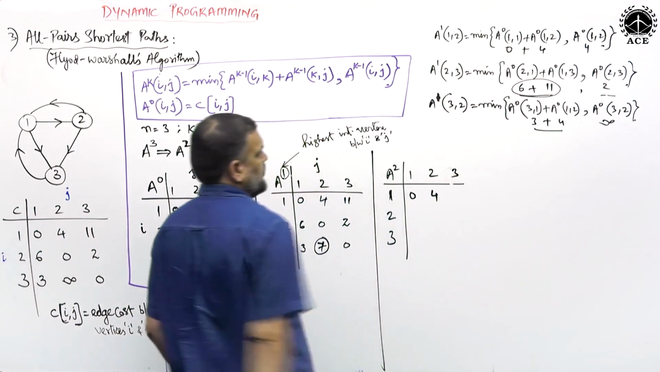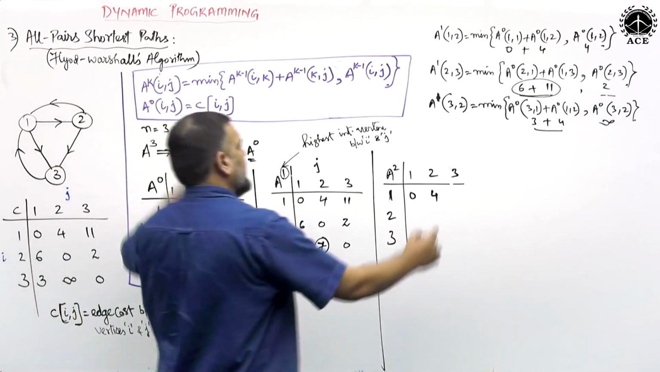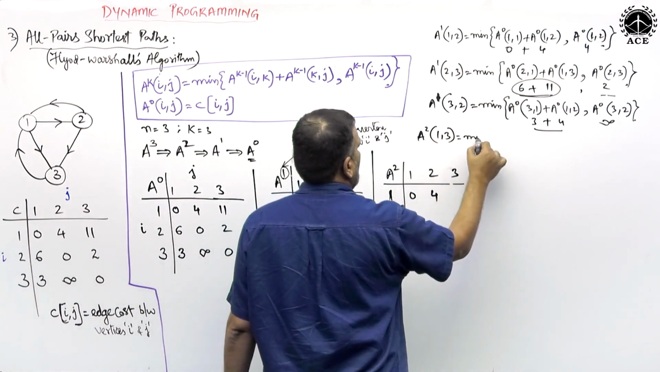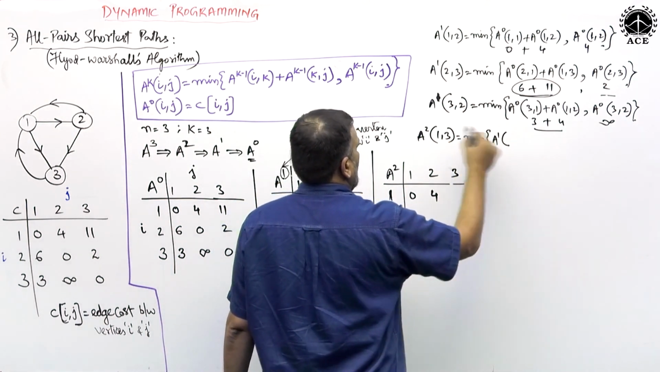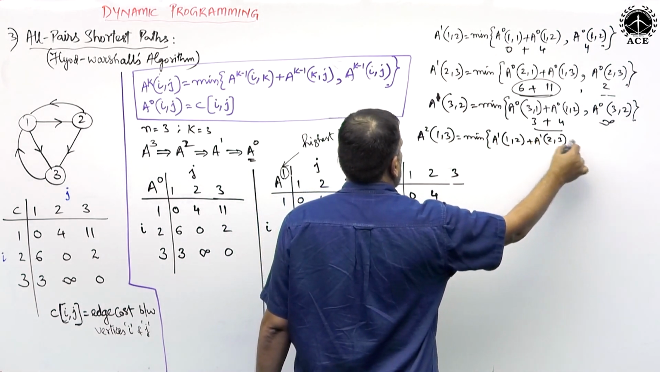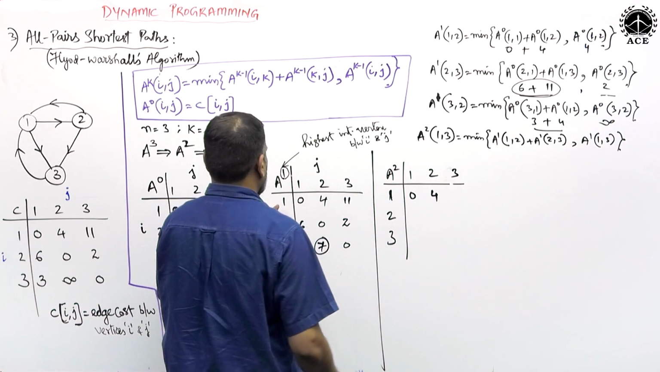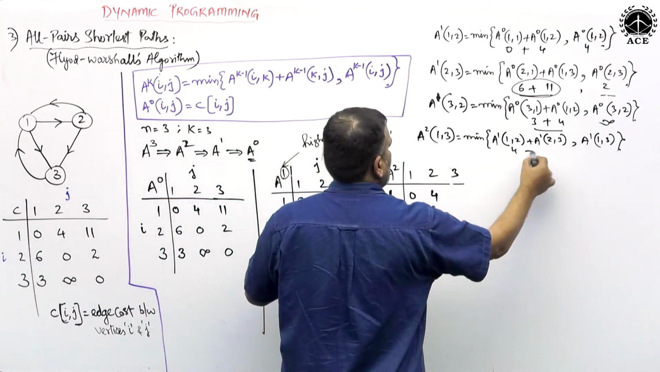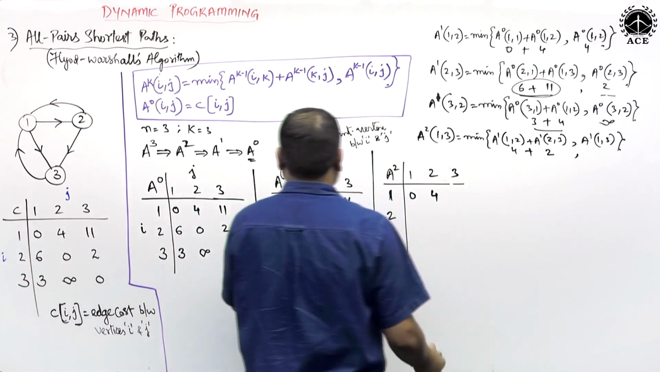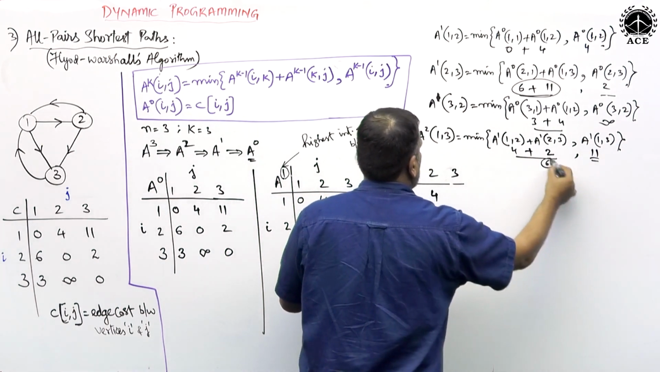1 to 3 now via 2, there is a possibility that you can go from 1 to 3 via 2. So you have to see from the graph, or I will work out again here for your convenience. A2 of 1 3. So what is going to happen? Minimum of A1 of i k, 1 comma 2, plus A1 of 2 comma 3, or A1 of 1 3. Now, A1 of 1 2 is how much? A1 of 1 2 is 4, and A1 of 2 3 is how much? A1 of 2 3 is 2, and A1 of 1 3 is how much? A1 of 1 3 is 11. So 4 plus 2 is 6, and this is 11. So the minimum is what? 6. 6 is better than 11, I update.